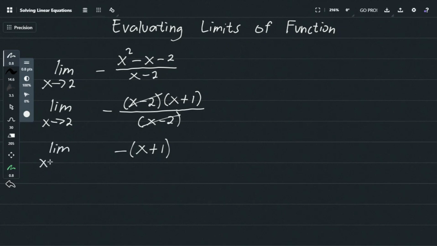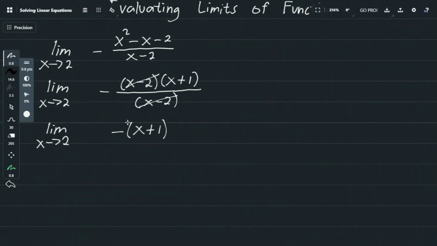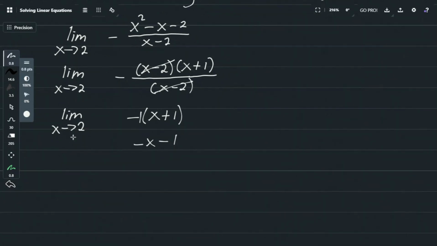Limit of x as x approaches 2. We can simplify. We can just distribute the scalar value negative 1 to the integers. So negative 1 multiplied by x is equal to negative x. Then negative 1 multiplied by positive 1 is just negative 1. Okay, so let's copy the limit expression.